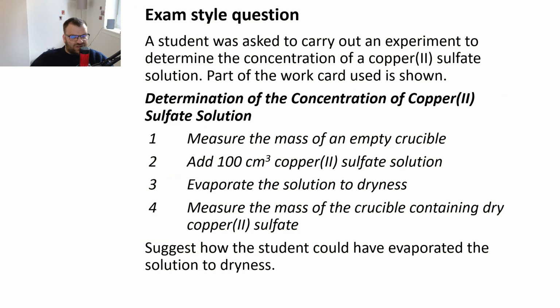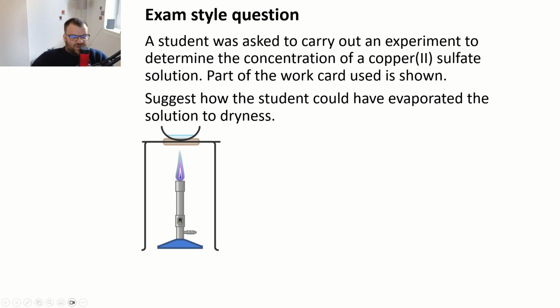Here's an exam style question covering those techniques. Here they're asked to determine the concentration of a copper sulfate solution. They've given us the steps that we do. They're asking us how you actually get to the dry sample of the salt. So in this one, we've got just our solution. We want to evaporate off, heat it up, boil off the water. We want to remove any water and leave the dried sample behind. You could be asked to complete a diagram, or draw a diagram, to show how this could be done. But the main point is you want to remove any water from the sample.